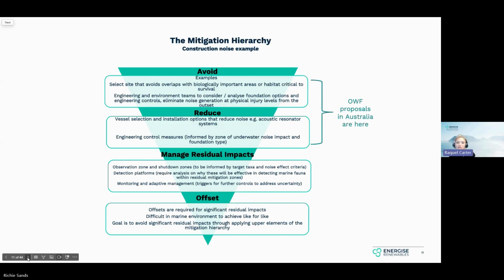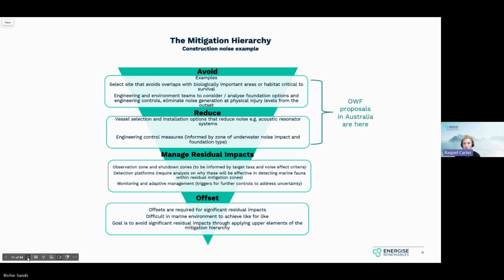Well, a big part of the Australian regulatory framework here in Australia is the application of the mitigation hierarchy. And so what regulators are going to want to see is that you've exhausted the mitigation hierarchy in selecting the management measures you're going to apply to your project. Most importantly, from an underwater noise construction perspective, looking at avoiding the noise to begin with where you can, reducing would be the next stage down, managing residual impacts, and then offsets.